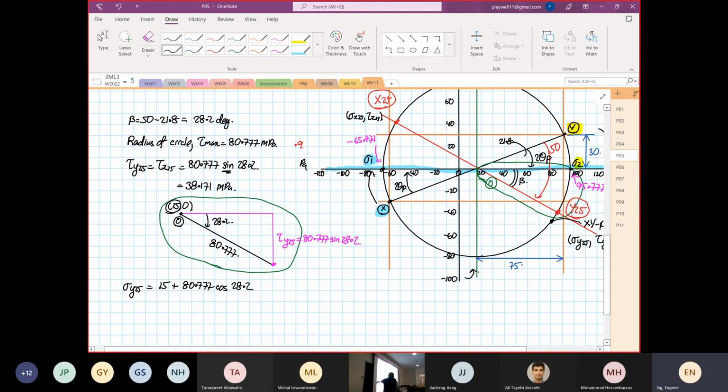Can you see it? It cannot be the same sign, yes or no? It has to switch. Why? Because this is equal to 80.777 cos 28.2. The distance from here to here. Then you have to add the 15 plus. That's why I always do the shear first. Why I always advise this, because I've been doing this too many times, and that is where I make mistakes.